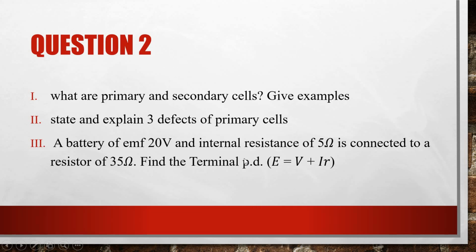Okay, the next question says, what are primary and secondary cells? Give examples. State and explain 3 defects of primary cells. A battery of EMF 20 volt and internal resistance of 5 ohms is connected to a resistor of 35 ohms. Find the terminal potential difference. So a formula was given.